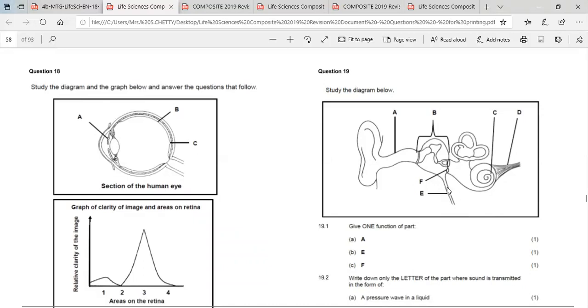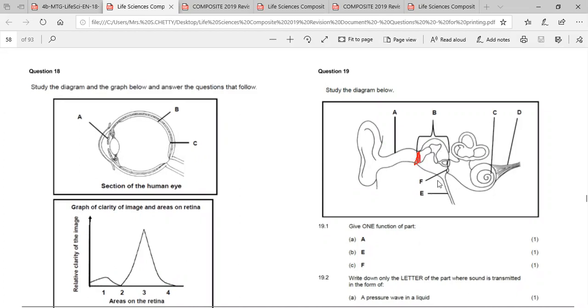Label E, eustachian tube, which equalizes the air pressure on either sides of the tympanic membrane. This particular one here, let's just color him a bit, okay? There we go. So that is now your tympanic membrane. So your tympanic membrane, that is the one that vibrates and transmits the vibrations to these ossicles, your hammer, anvil, stirrup. And the function of E is to equalize the air pressure on either sides of the tympanic membrane.